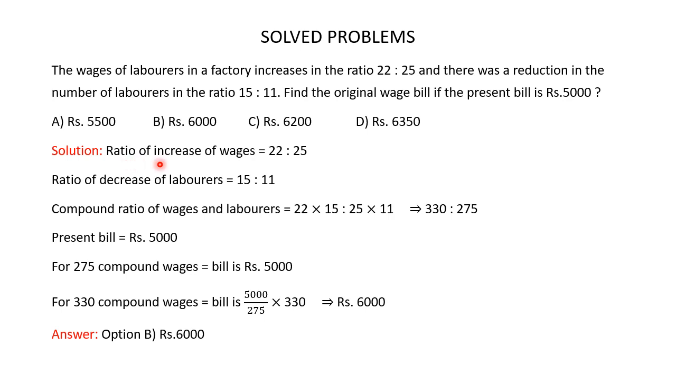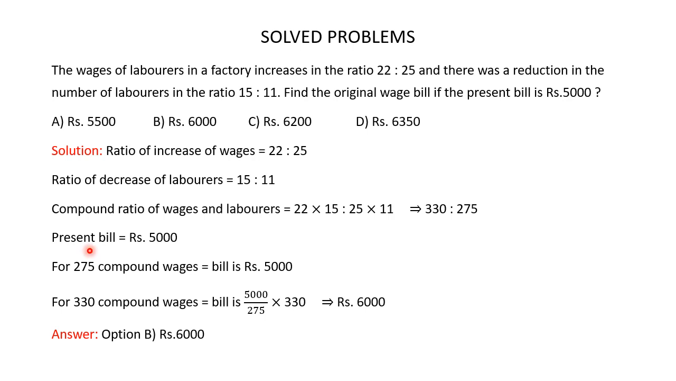Now it's given that the ratio of increase of wages is 22 is to 25. Ratio of decrease of laborers is 15 is to 11. So compound ratio of wages and laborers is 22 multiplied by 15 is to 25 multiplied by 11, which is nothing but 330 is to 275. So 330 is the original compound wage, whereas 275 is the present compound wage.